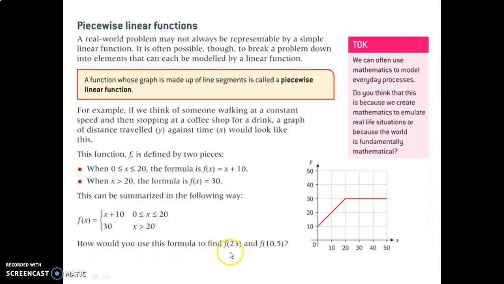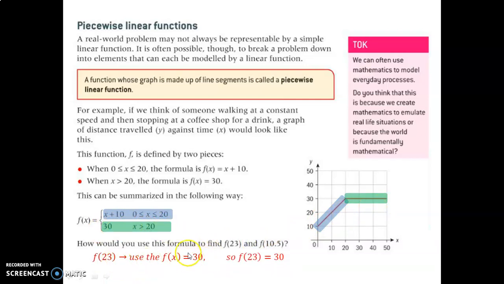How would you use this formula to find f of 23? So what is f of 23? First of all, that function there is right here, and this function here is this portion here. So when we're looking for f of 23, we're going to use the f of x equals 30, this second function here, because when x is 23, that is a part of this graph here. So we're going to use this green one. And when x is 23, y is always 30. No matter what happens in this part of the graph, x can be any value, but y will always be 30. So the answer to that is 30.